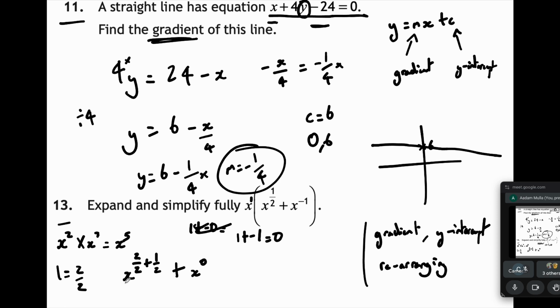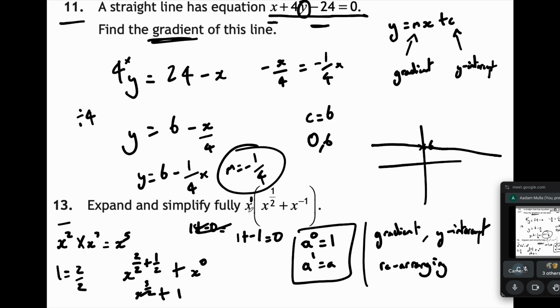So let's simplify both of these. 2 halves plus a half is x to the power of 3 over 2. So this one I can't simplify at all. And then this one I can simplify. One of the facts that you need to know is anything to the power of 0 is going to be 1. So here we have something to the power of 0. This will be 1. The other fact that you need to know is anything to the power of 1 is going to be itself. So those are just two rules that you need to remember.